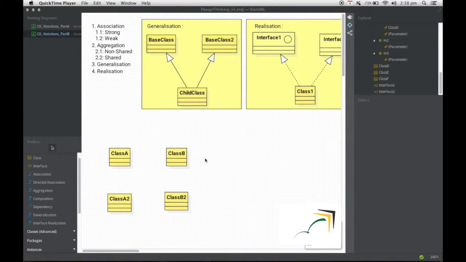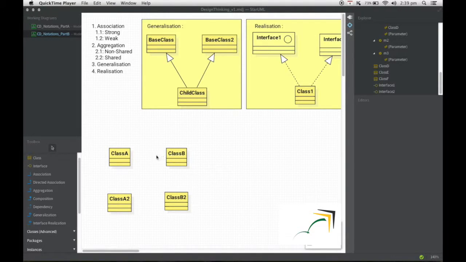Given that we probably are used to writing more code rather than diagrams, I'm going to start by looking at what exactly it means from a code level and then try and map it back to what happens at a model level or at a diagram level. So let's start with association.